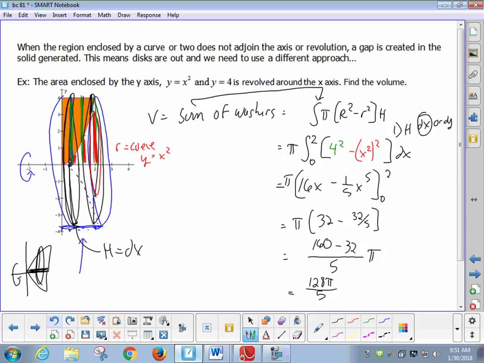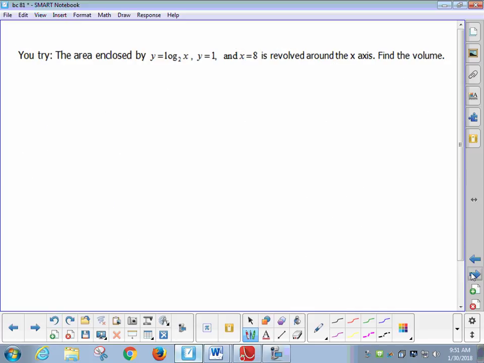Let's make sure we all agree on the graph, and then you'll try it. Say you have the area enclosed by the log graph, y equals 1, x equals 8. Give me a point on log base 2 of x, please. Oh, 0, 1. Try again. You mean 1, 0? 1, 0. That's exactly right.